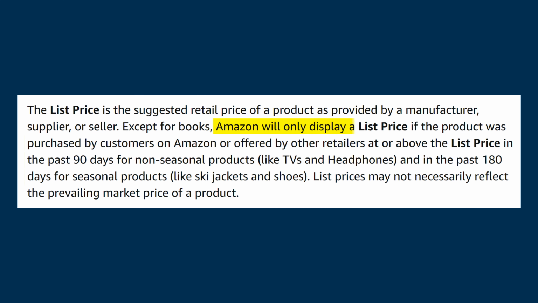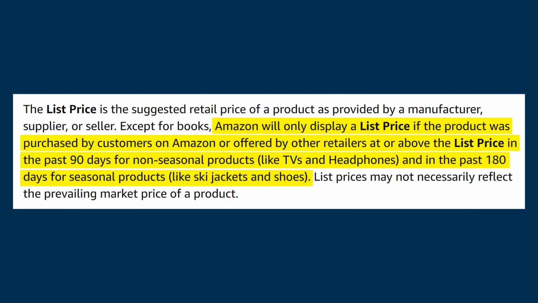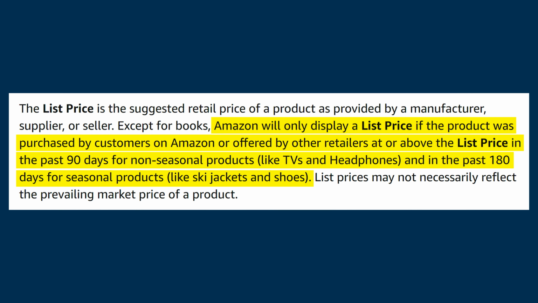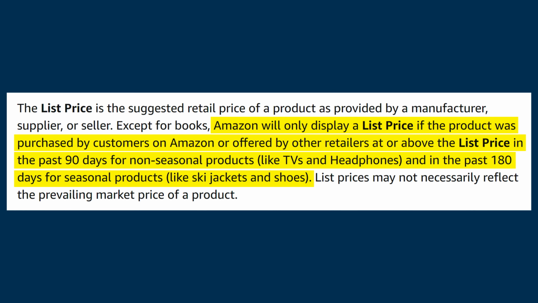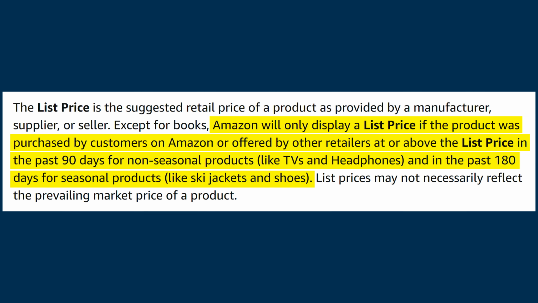Now, substantial is not much to go off of here, but Amazon does say this regarding the list price. Amazon will only display a list price if the product has been purchased by customers on Amazon or offered by other retailers at or above the list price in the past 90 days. That's for non-seasonal products. It's 180 days for seasonal products.